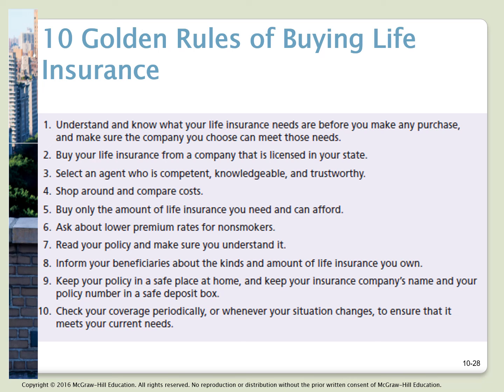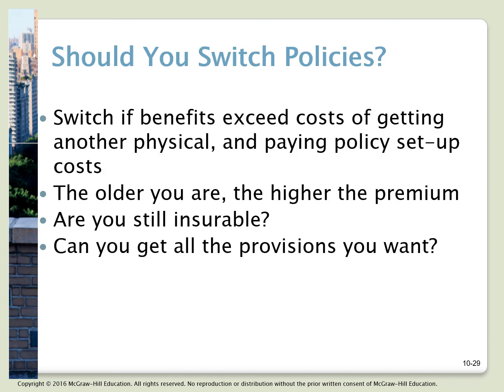The 10 golden rules of buying life insurance. 1, understand and know what your life insurance needs are before you make any purchase, and make sure the company you choose can meet those needs. 2, buy life insurance from a company that is licensed. And anyways, the list goes on from there. These are all things that, again, you have to keep in mind. All things that, due diligence is the thing that comes to mind.